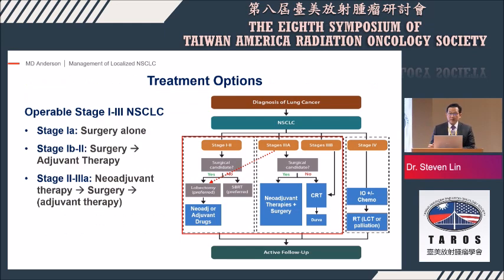So these are the treatment options for operable stage 1 to 3 non-small cell lung cancer. Certainly in stage 1, really early stage, patients will receive surgery alone. And then a little bit more advanced, stage 1B to 2, surgery followed by adjuvant therapy. These are mostly patients that you think have early stage disease, but when operated on may have a little bit more advanced disease. And then for patients who are known to have more advanced disease up front, these days patients are often approached with neoadjuvant therapy. And we'll go over some of the evidence related to that.